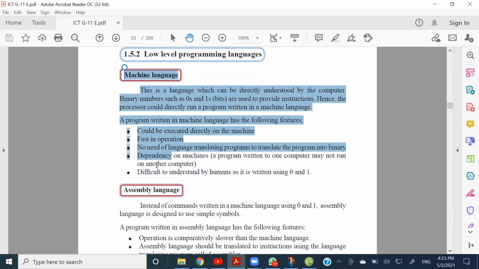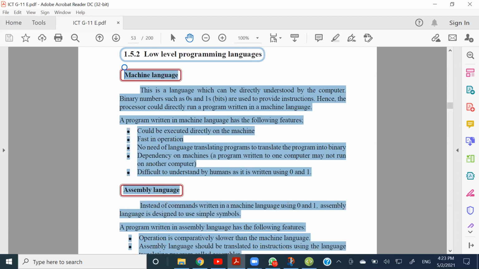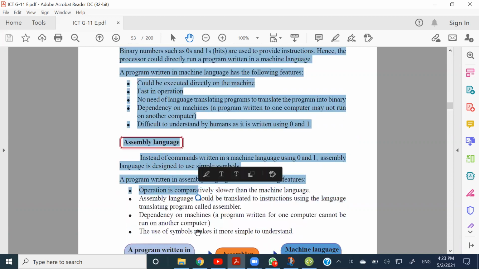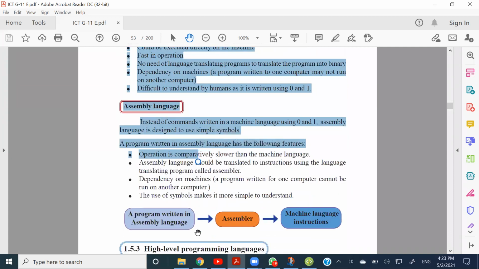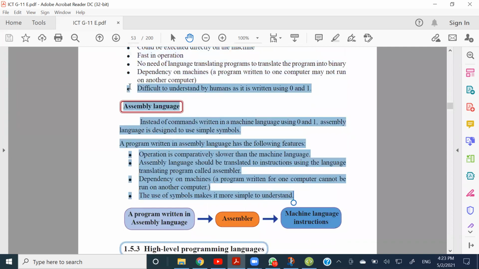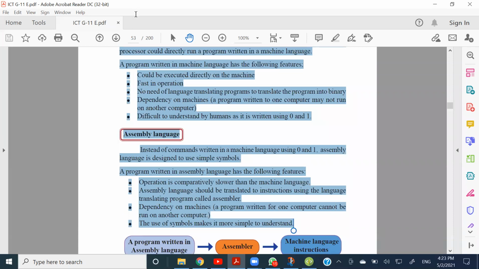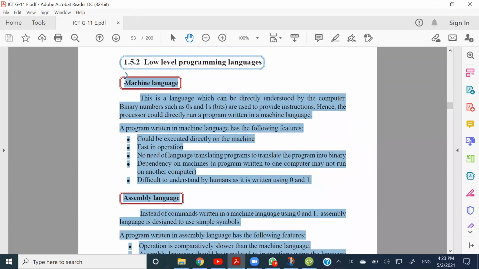Right, copy down this entire thing, from both the machine language and the assembly language, right? Please mark it, right? You can fill up the things at home.